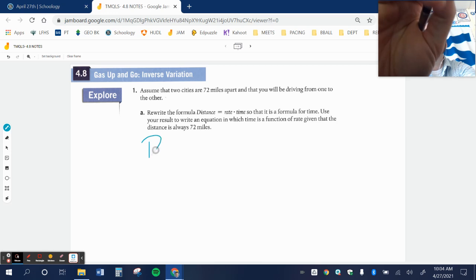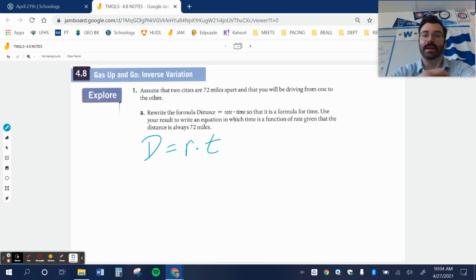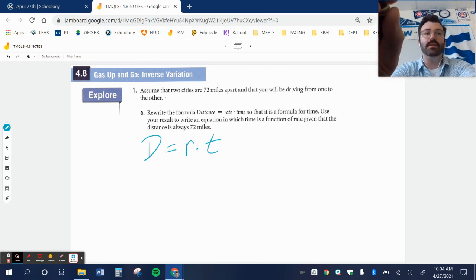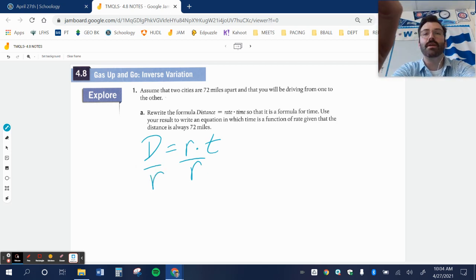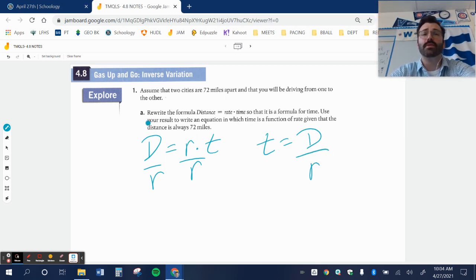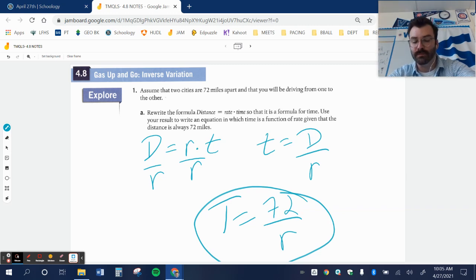Well, if I have distance equals rate times time, and I want to solve for t, I want to get t by itself. The only thing stopping me from that is the r. So I would divide both sides by r and say t equals d over r. Now it says use your result to write a function, given that the distance is always 72 miles. So t equals 72 divided by the rate. Boom. There's our answer for part A.